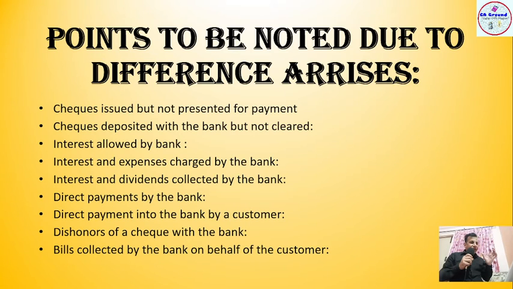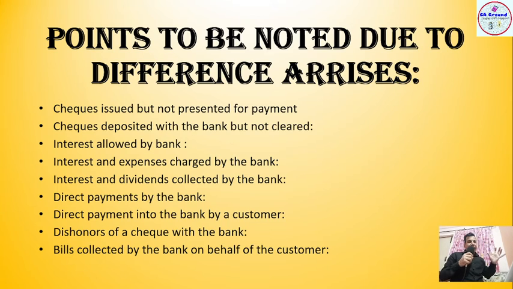The next point is interest and dividend collected by the bank. There are certain entries which are received directly from the company. That means the company has issued a dividend on shares you have bought, and it has been credited to the bank account, but you are not aware of it because you have given your bank account to the company. So they will send your dividend directly to the bank. The bank has increased your balance, but you are not aware of it, right?